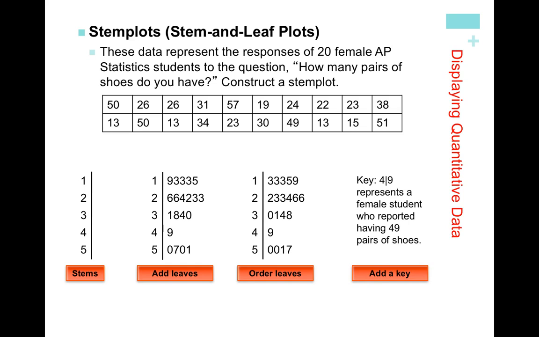So here, there's no real reason why they used the 49. You can pick anything. So I could have also said for my key that 1 line 3 equals 13 pairs of shoes. But you do want to show that the vertical line is making the distinction between the tens and the ones digit, because it doesn't always have to be, which we'll see in just a minute.